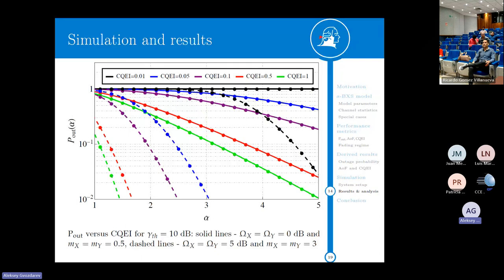Connecting the outage probability with channel quality indicator estimation, one can note that the impact of nonlinearity coefficient alpha is more pronounced for channels with bad propagation conditions. Here we have fading intensities equal to 3, those are dashed lines, and 0.5 with the solid lines. Moreover, the impact of channel quality estimation indicator is non-equal for its constant relative change.